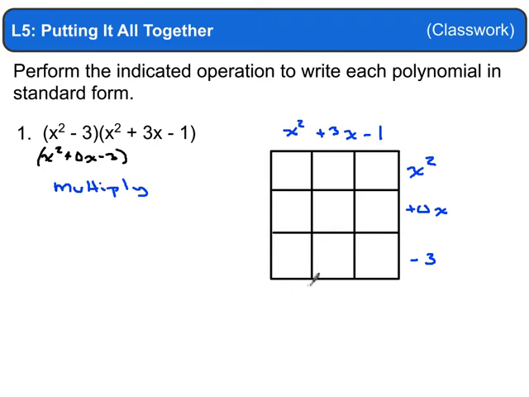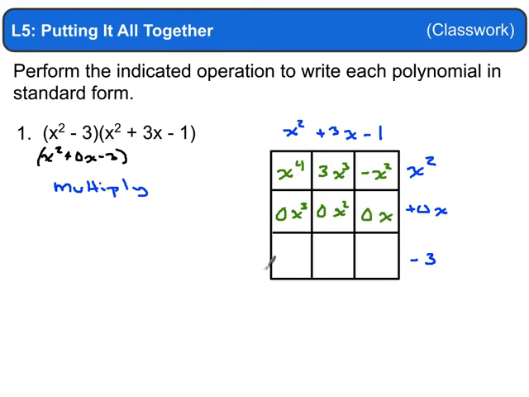So again, when we're doing this, we're just going to multiply the first row to every column. So this would be x to the 4th power. This would be 3x to the 3rd. And this will be negative x squared. Go to the next row. This will be 0x to the 3rd. This will be 0x squared, and this one will also be 0x.